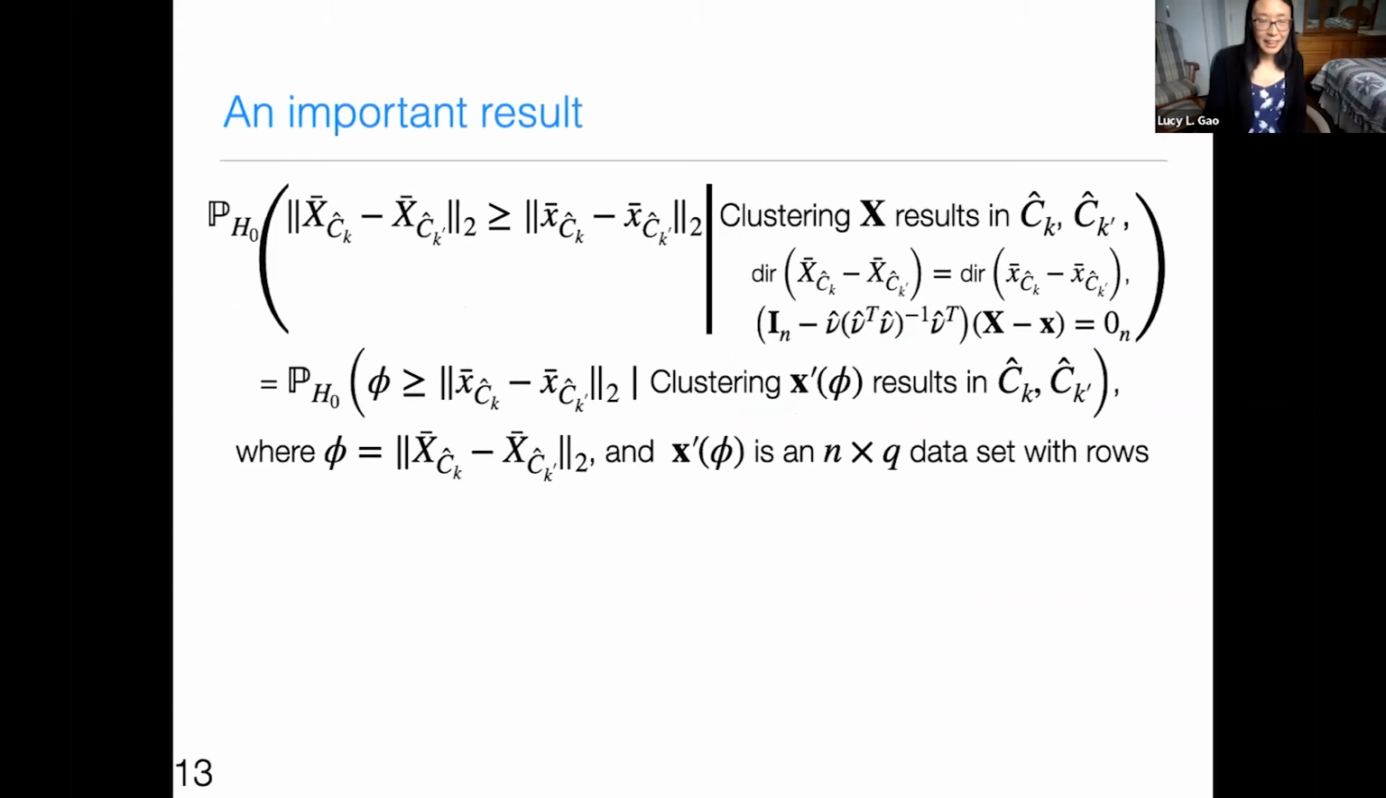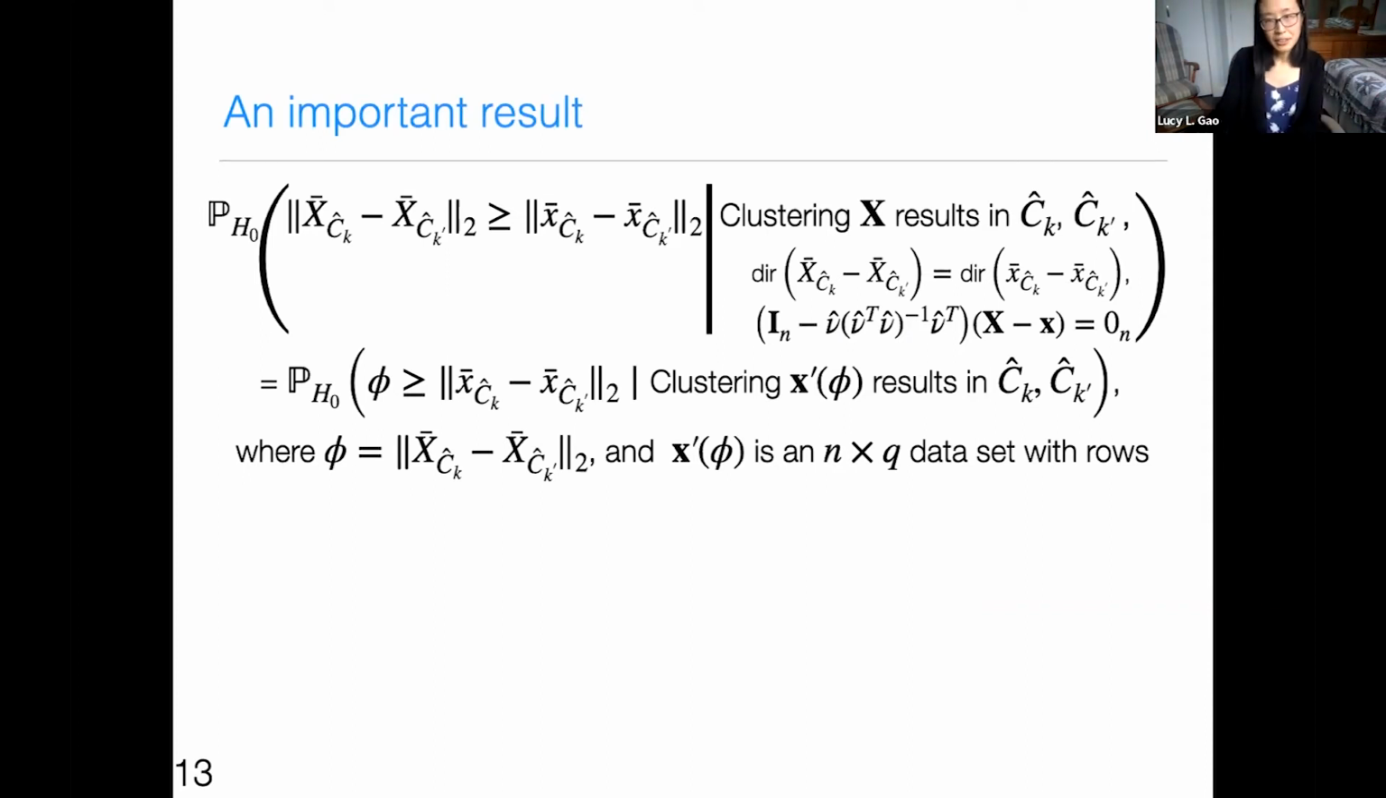And the key to understanding this p-value that we've defined is this result. It's basically saying that this p-value is actually equal to the probability that this univariate random variable phi, which I defined to be the norm of the difference in means, is larger than the difference in means that we observed, given that this x prime of phi, which is an n by q data set that I haven't told you about just yet, will yield the same two clusters that we saw in our original data.